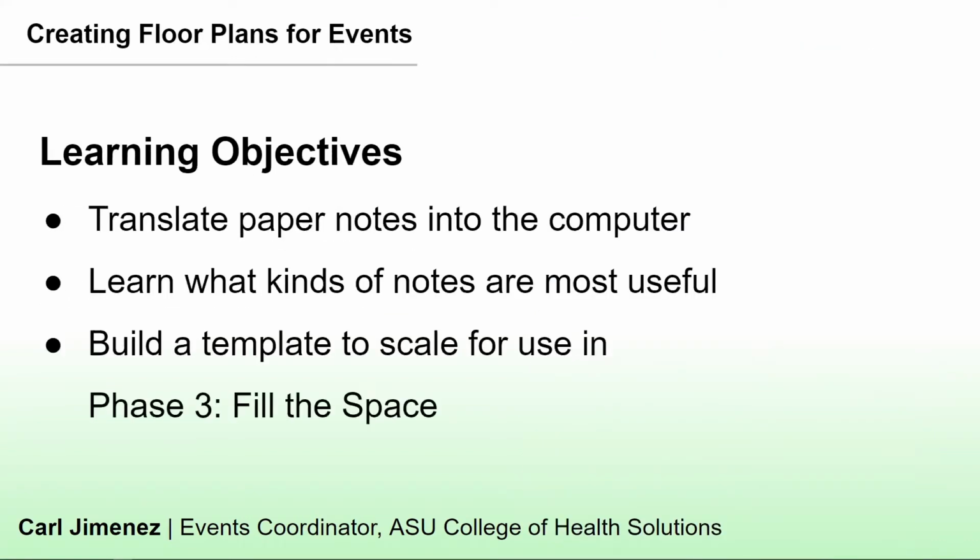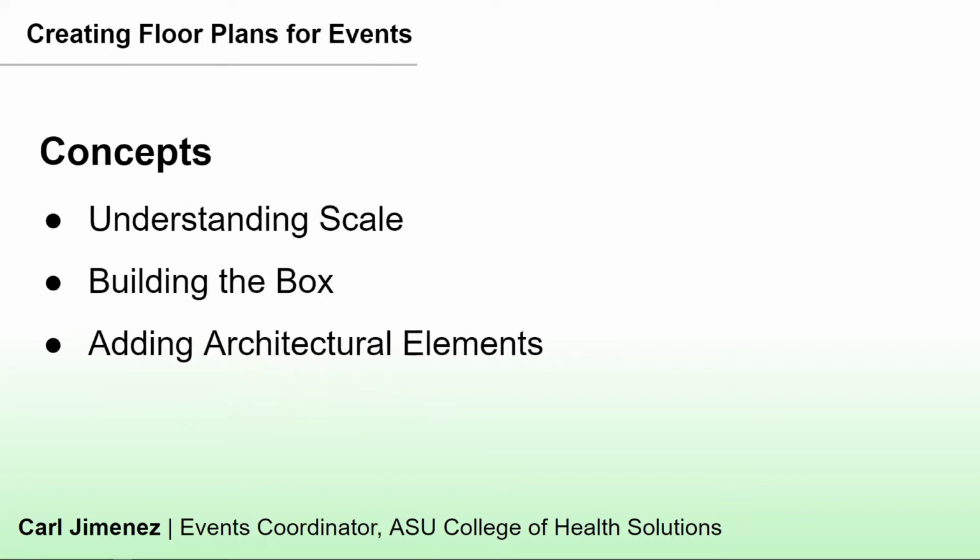Okay, so there are 3 things we're going to try and achieve by the end of this 15-minute training. We want to translate the notes from paper onto the computer. And in doing that, we'll learn what kind of notes are most useful. You'll be like, oh, I wish I had measured how far that window was from the door or something. By doing this, you're going to start to get a better sense of what you really need to do when you're taking those initial measurements. By the time we're done, we'll have a template that you can use for phase 3 when we start putting tables and things like that into the space.